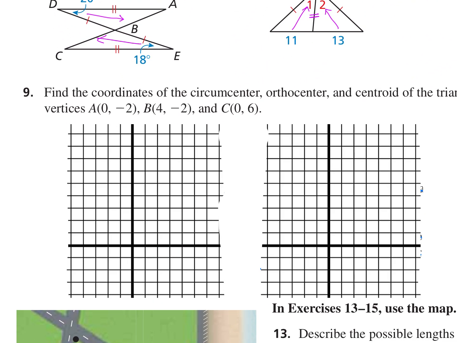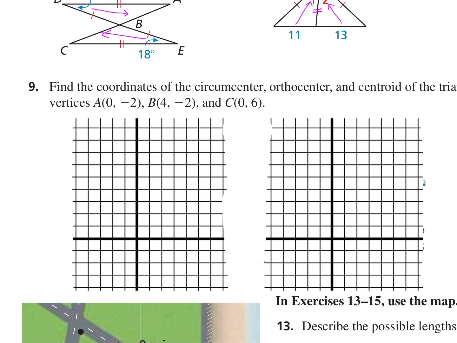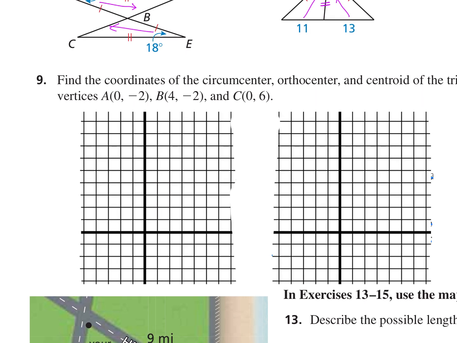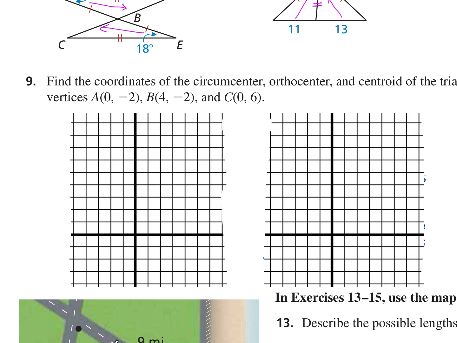For this one, it wants the circumcenter, orthocenter, and centroid of the given vertices. So I'm going to graph them. Looking at my graphs, I'm going to have A, which is at 0, -2, B, which is at 4, -2, and C at 0, 6. 1, 2, 3, 4, 5, 6. A, B, C. Connecting my dots.